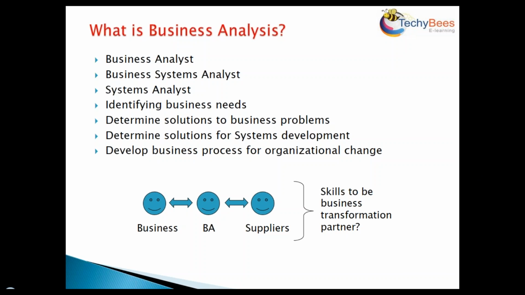A BA or a BSA's role stops at a phase of creating the functional design of the system. Whereas a system analyst also participates in programming, in creating technical architecture or a technical solution to the software to be created. On the whole, a business analyst identifies the business needs, determines a solution to the business problems, determines solutions for systems development, develops business process for organizational changes.